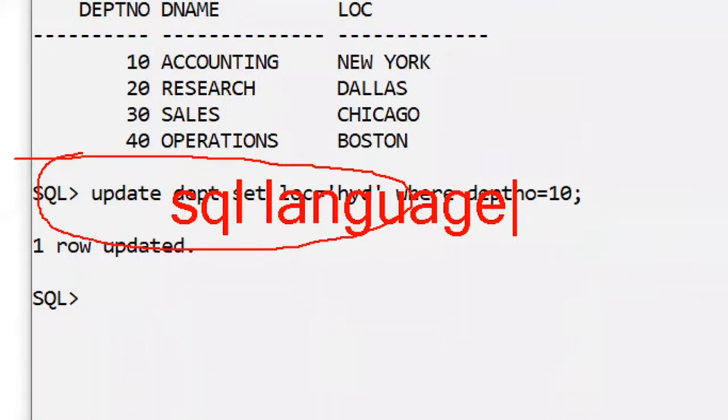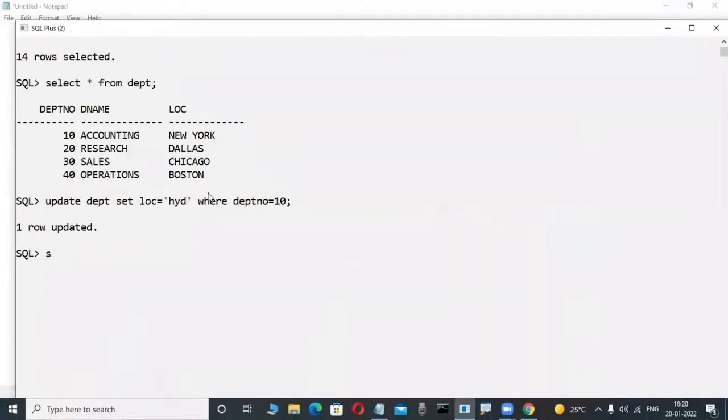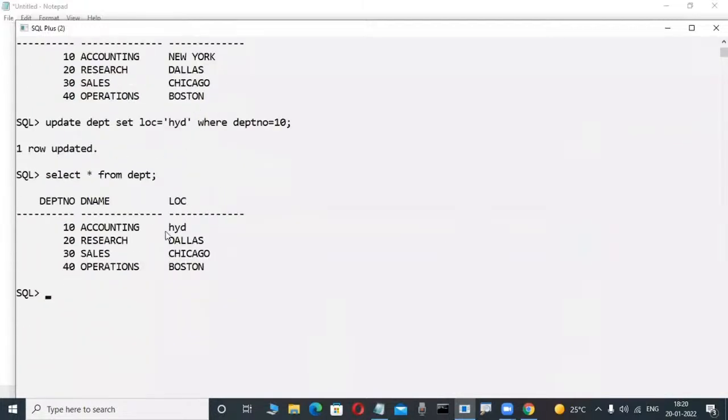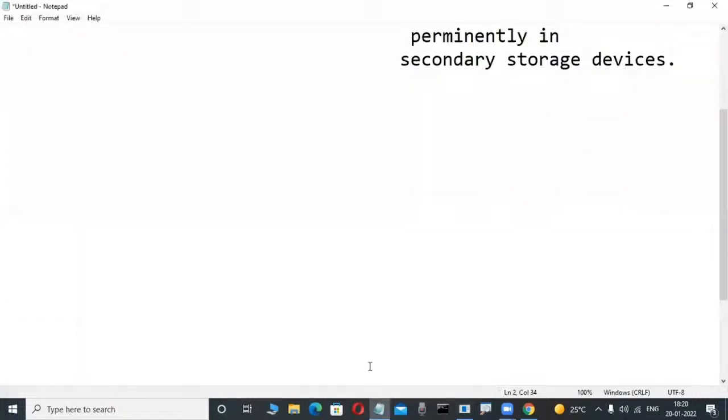Now observe it here. Once we write this type of coding, the SQL language, it is automatically reflected in your database. In the previous case New York was the location, but in this case Hyderabad is the location. That's why always observe it here.